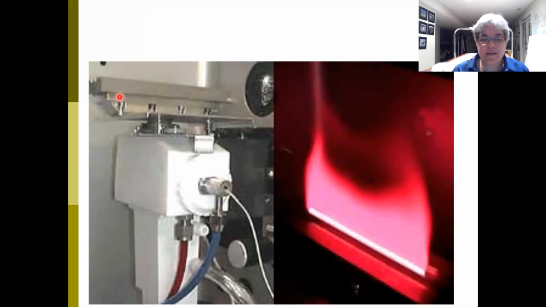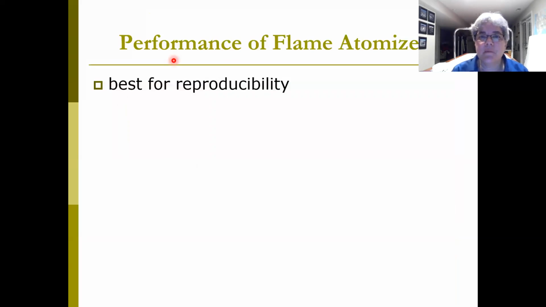Okay, so that's the laminar flow burner, the most common type of flame, very stable, quiet flame. All right, so as I said, the most common type of atomizer is a flame. So let's look at some properties of the flame. So the flame is best for reproducibility.